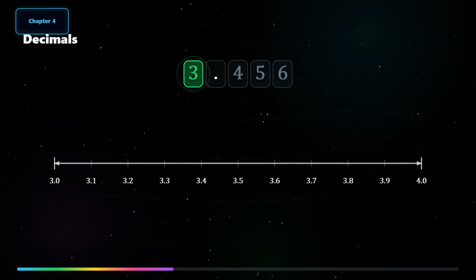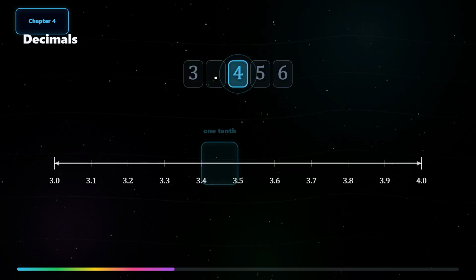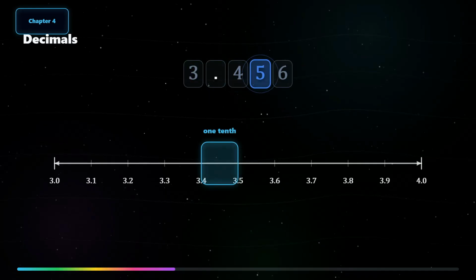In 3.456, the 3 is the whole number part. The 4 is in the tenths column. The 5 is in the hundredths column. The 6 is in the thousandths column. So the number means 3 ones, 4 tenths, 5 hundredths, and 6 thousandths.